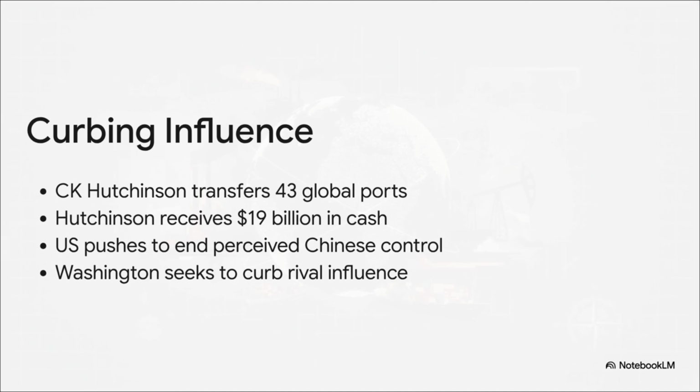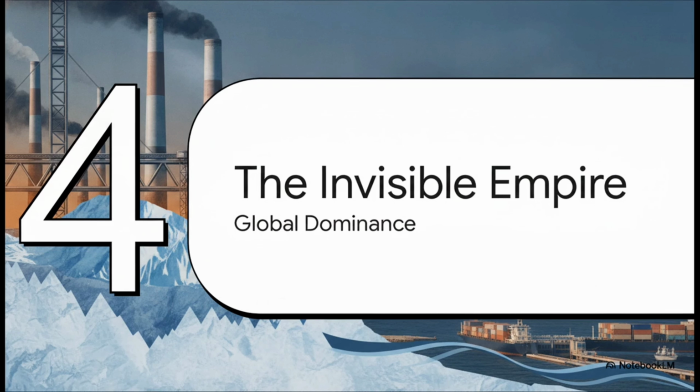Modern proxy wars aren't primarily fought with soldiers and artillery on physical battlefields anymore. They are fought with capital, investment consortiums, and corporate buyouts. It is a prime real-world example of American new imperialism in action, executed through a $22 billion financial transaction. Act 4. The Invisible Empire.